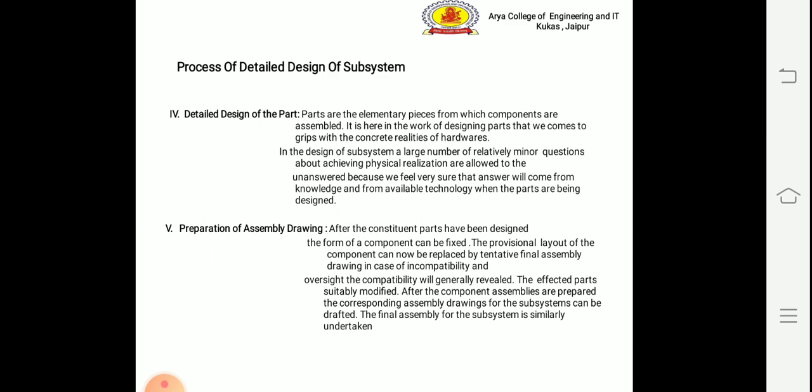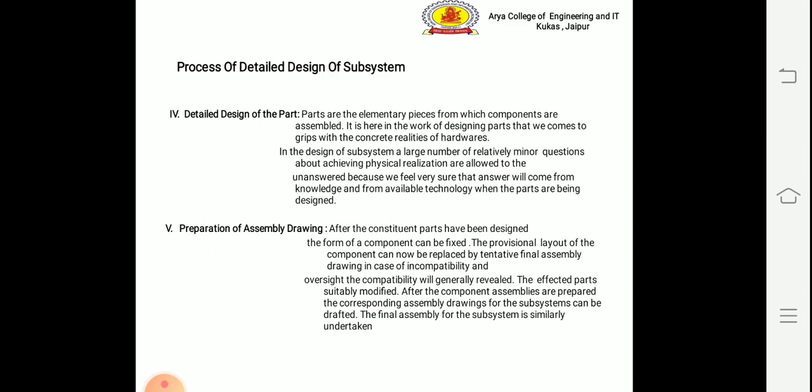Fourth, detailed design of the part. Parts are the elementary pieces from which components are assembled. It is here, in the work of designing parts, that we come to grips with the concrete realities of hardware. In the design of such a system, a large number of relatively minor questions about achieving physical realization are left unanswered because we feel very sure that the answers will come from knowledge and from available technology when the parts are being designed.